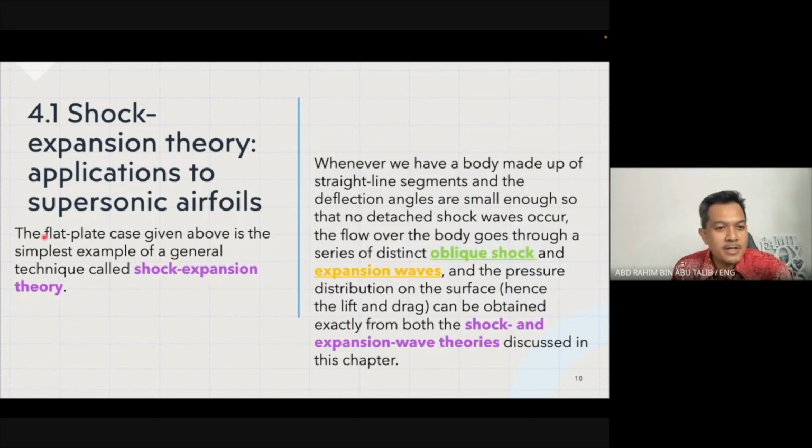So what we can see here, the flat plate case given just now is the simplest example of a general technique called shock expansion theory. It is a combination of the oblique shock wave underneath the bottom surface at the leading edge of the flat plate, and the expansion wave happening on the top surface at the leading edge. So we call it the shock expansion theory.